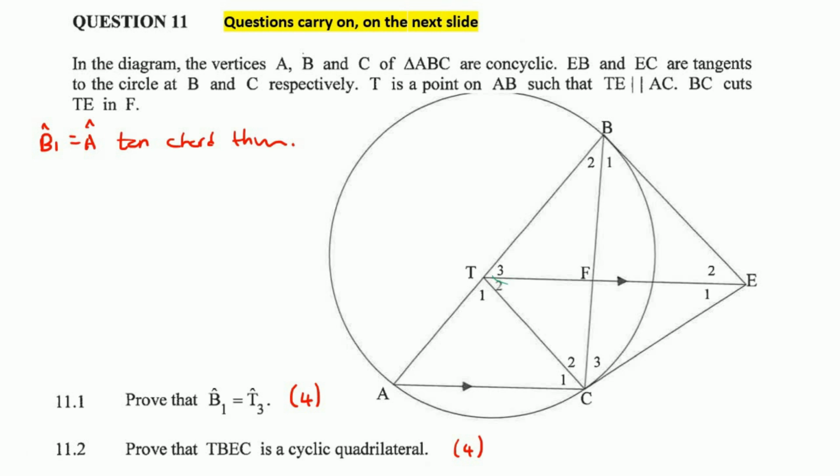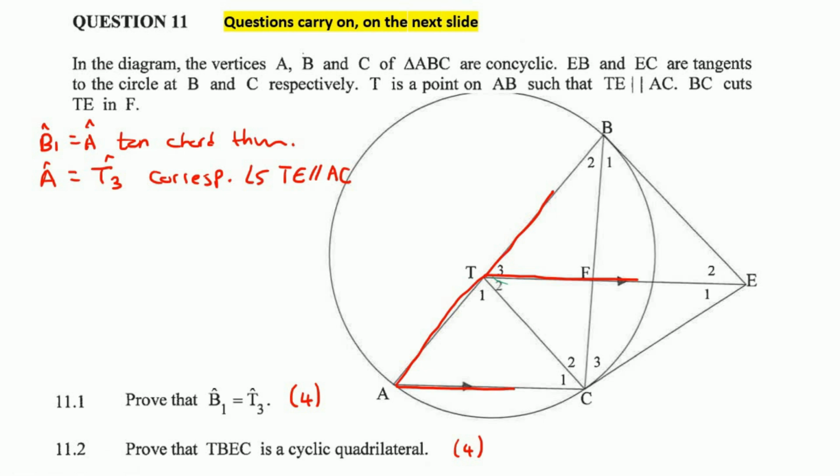The next thing is, I don't know why this is worth 4 marks. This is pretty straightforward. It's not a lot of steps. Look at these parallel lines. Can you see there's a corresponding angle over there? So we can say that angle A is the same as angle T3, and that's just because of corresponding angles. That's because the line TE is parallel to AEC. So therefore, angle A is equal to angle T3.